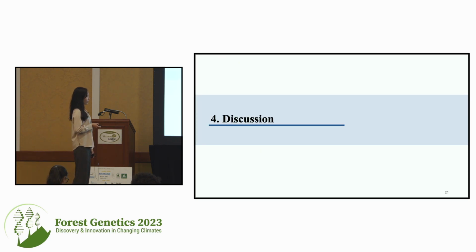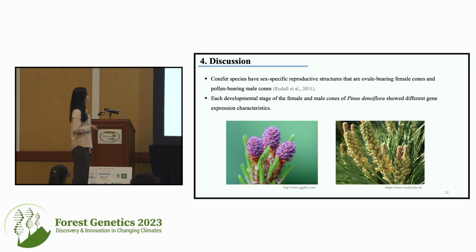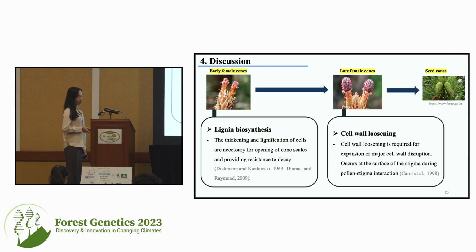Let me summarize the main points in this study. Conifer species have sex-specific reproductive structures that are ovule-bearing female cones and pollen-bearing male cones. In this study, each developmental stage of the female and male cones of Pinus densiflora showed different gene expression characteristics. Based on the results in this study, the biological process of each cone development can be summarized.